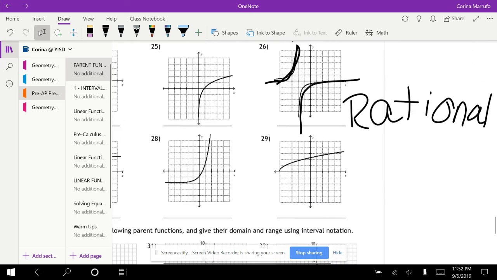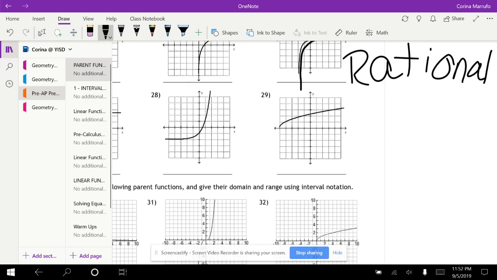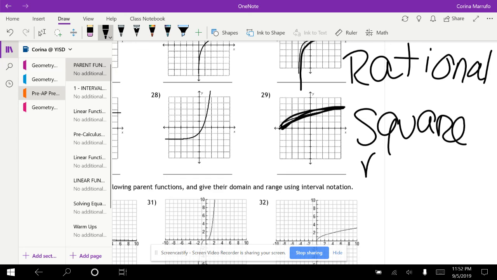All right, the next one. This one starts at this point and it goes on. Now, if you look at your notes, this looks like your square root function. Square root.